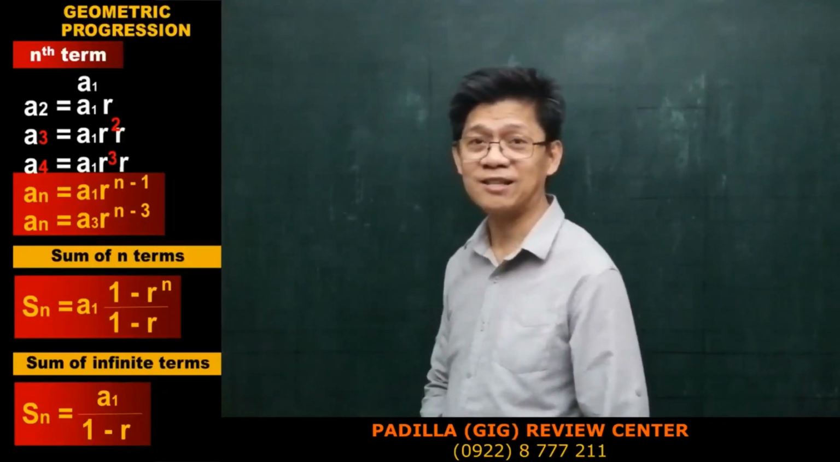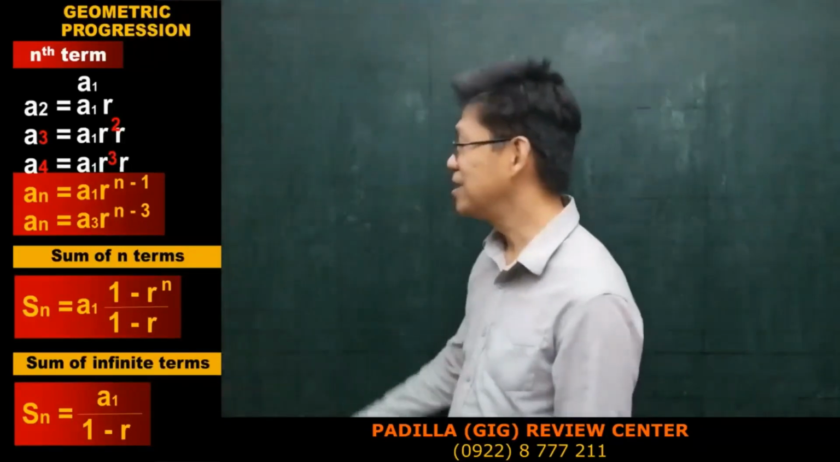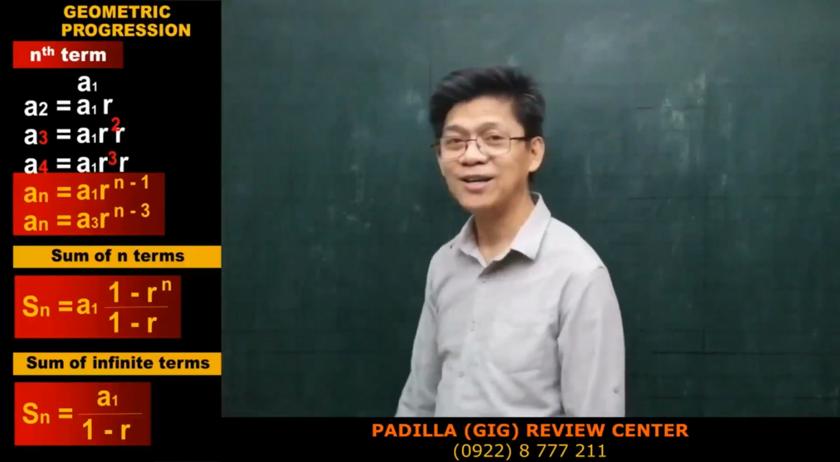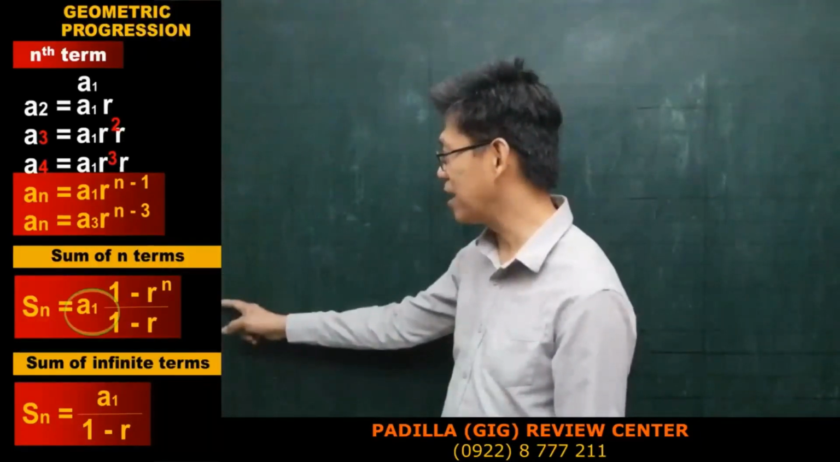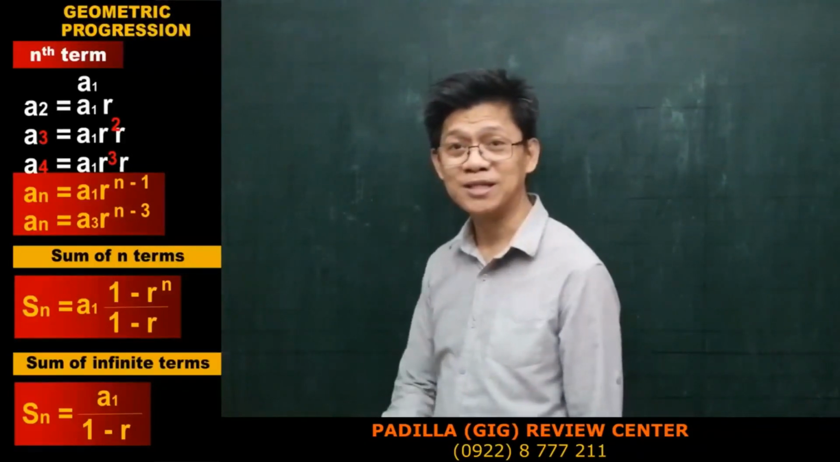Sa giyera na yan, tinalo ng Iran ang Iraq. Bakit? Kasi sinuplayan ng armas ng Amerika yung Iran. So, Iran over Iraq, involved yung Amerika. Kaya nagalit si Saddam sa Amerika.